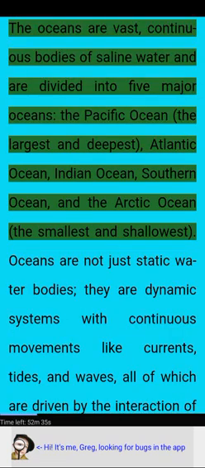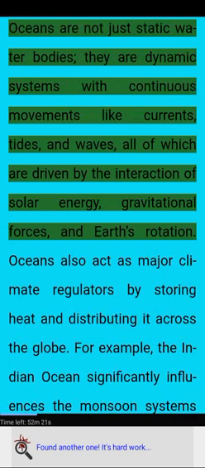The oceans are vast, continuous bodies of saline water and are divided into 5 major oceans: the Pacific Ocean, the largest and deepest; Atlantic Ocean, Indian Ocean, Southern Ocean, and the Arctic Ocean, the smallest and shallowest. Oceans are not just static water bodies, they are dynamic systems with continuous movements like currents, tides, and waves, all of which are driven by the interaction of solar energy, gravitational forces, and Earth's rotation.